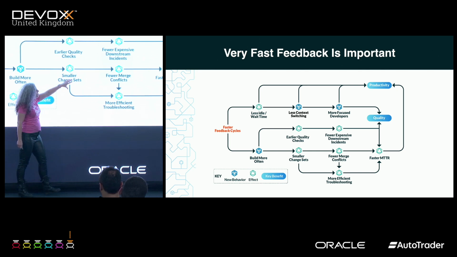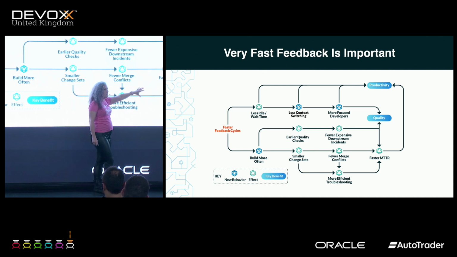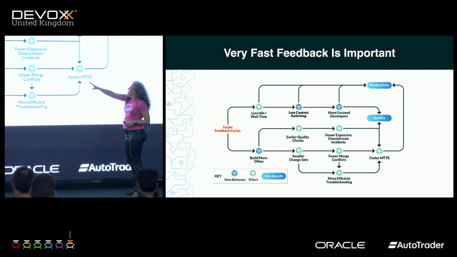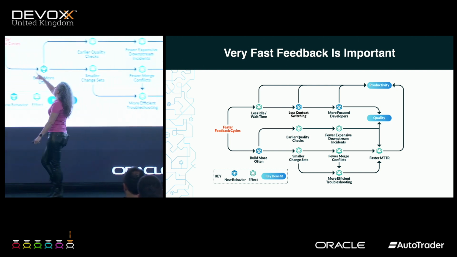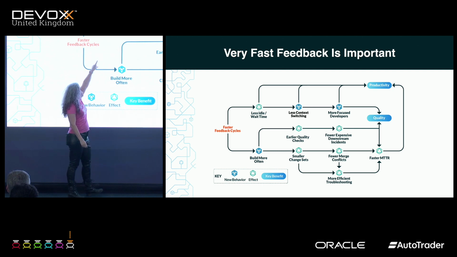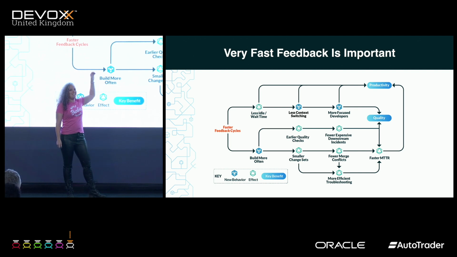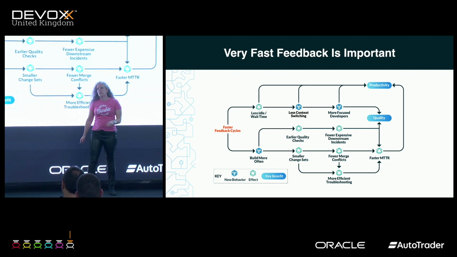If you've got smaller change sets, you have fewer merge conflicts, you have more efficient troubleshooting, and faster MTTR, mean time to recovery. Every time I forget what that means. Faster fixing stuff. So that leads to improved quality and increased productivity. And if we go back here, faster feedback cycles, less idle/wait time, less context switching. I think by now most developers know context switching kills us. We say we're multitasking. We're not multitasking. We're badly doing 2 things at once. So less context switching, more focused developers, which is increased quality and increased productivity.